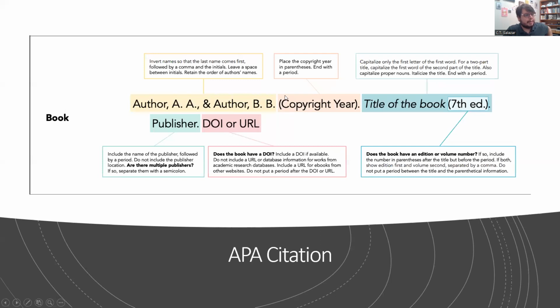So then you've got the copyright year in parentheses, ended with a period, title of the book in italics, and because it's an edition, you put the edition and period, publisher, period, and the DOI, which is the, I believe, digital object integer, or the URL. So if it's an online source, where is it coming from? Now, one thing to point out is that each section is ended with a period in APA. So we've got authors, period, copyright year, period, title of book, period, publisher, period.